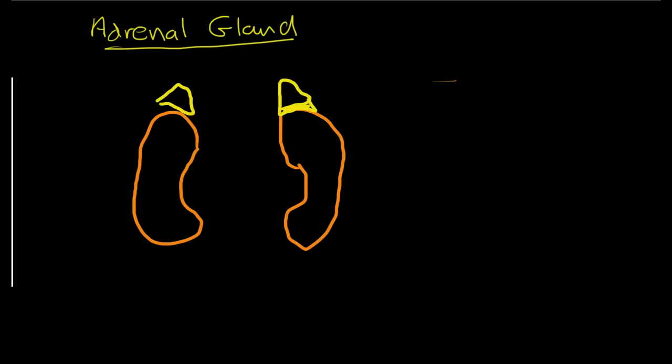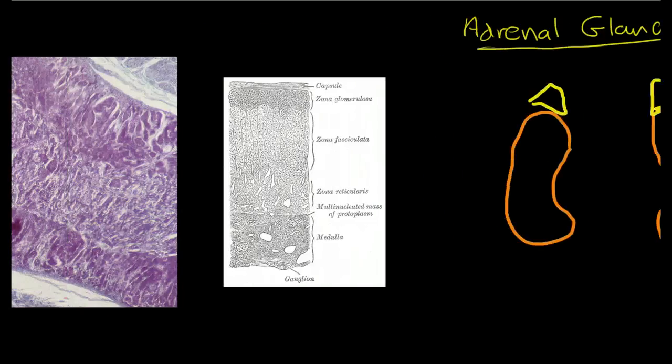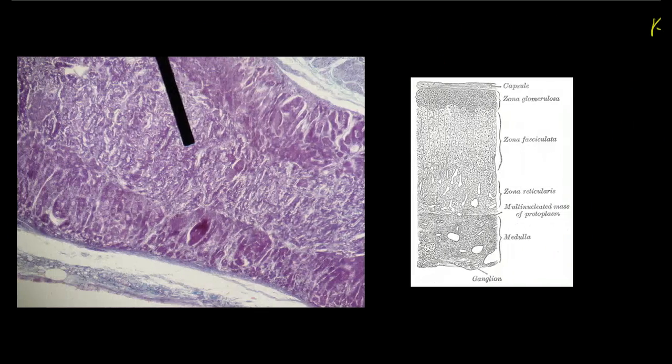Now there are several different classes of hormones that arise, each from a different zone. You can see here a picture of a cross section of the adrenal gland, and you can see several different zones. This area in the middle is the adrenal medulla, and this area on the outside is the adrenal cortex.